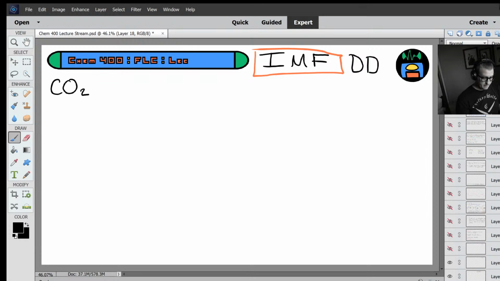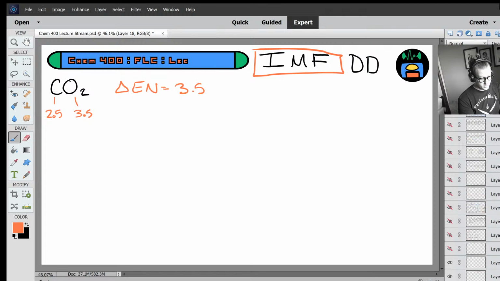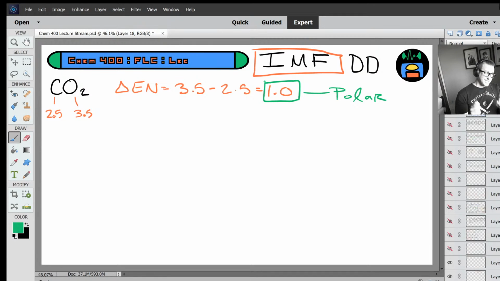carbon dioxide. All right, carbon has an electronegativity of 2.5. Oxygen has an electronegativity of 3.5. So the difference in electronegativity here, 3.5 minus 2.5 is 1.0. Anything from 0.5 to 2.0 is polar, so these bonds are definitely polar. That does not mean that the molecule is polar. All right?